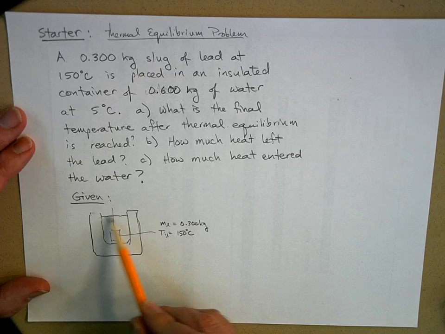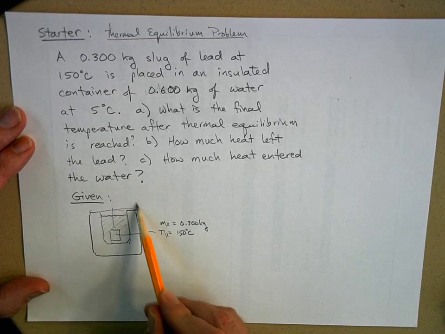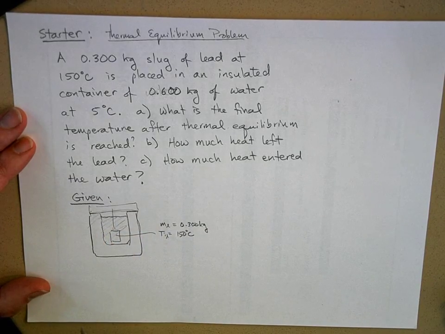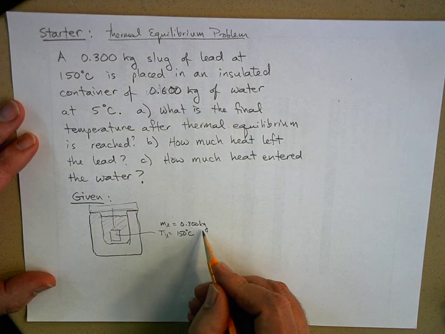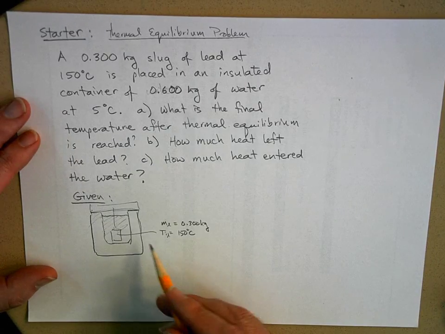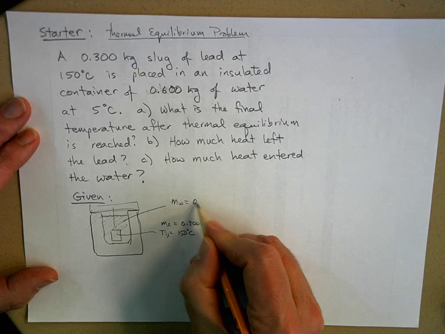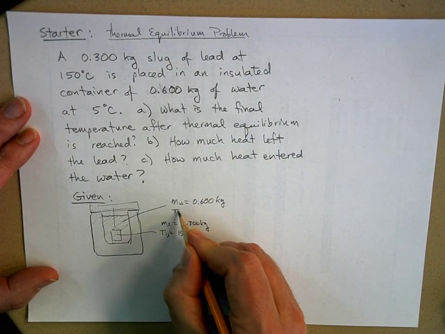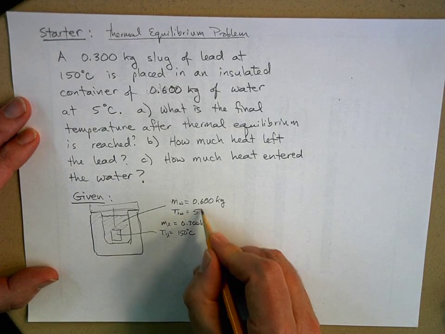So I kind of got it started. Here's the water, right in here. We lower this lead in it and seal the top so that no heat can get in or out of this. That's an insulated container. And so we said the mass of the lead is 0.3 kilograms. It's at 150 degrees Celsius. And then the mass of the water in there is 0.600 kilograms, and its initial temperature is 5 degrees Celsius.